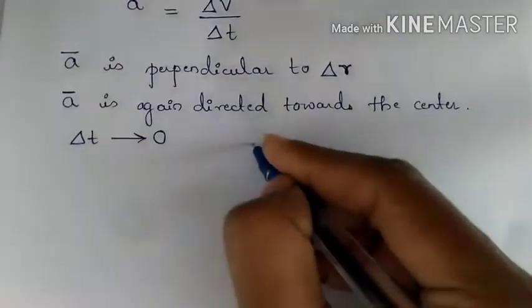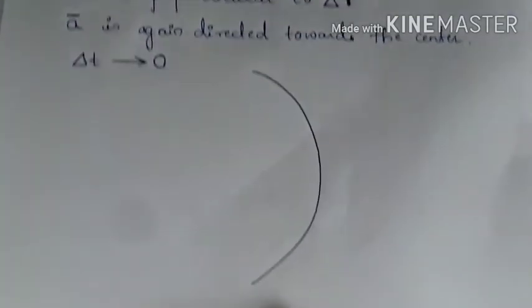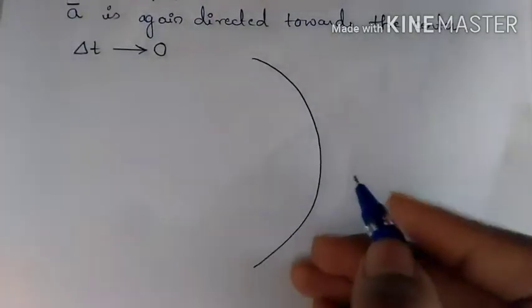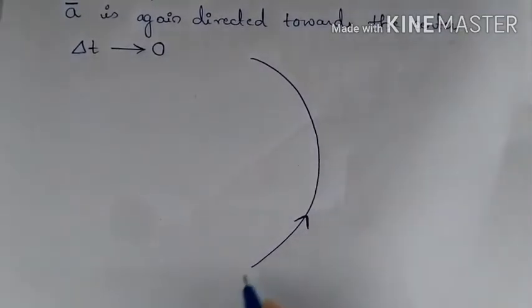If you have a circular motion like this, then the motion of the particle is in this direction.